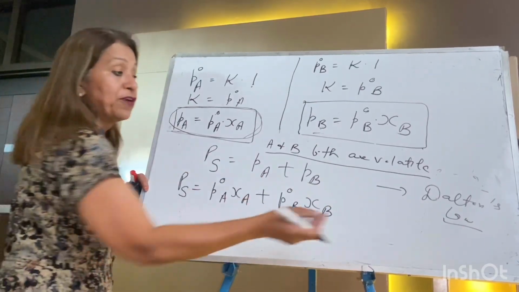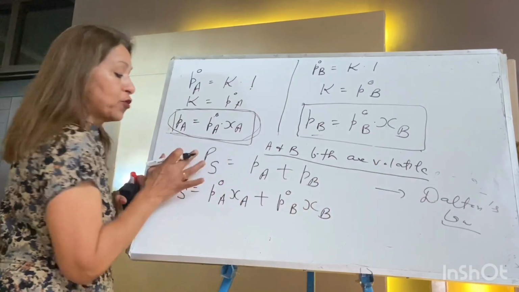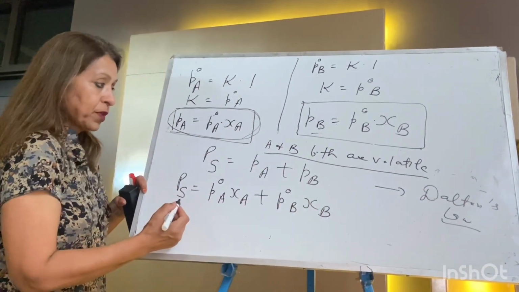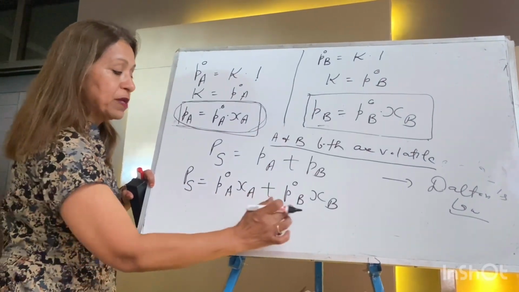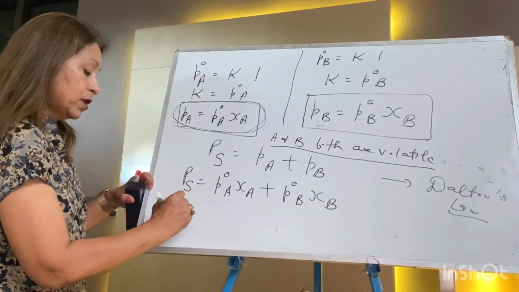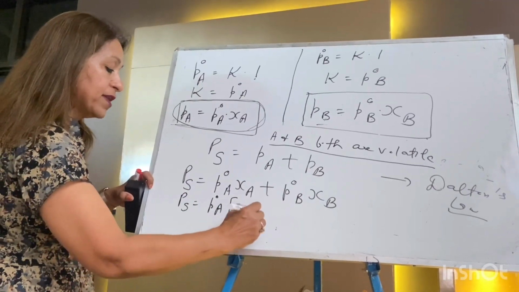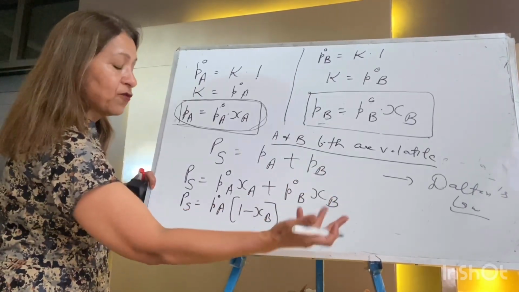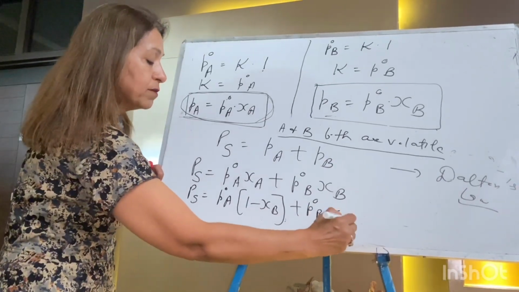We have taken the help of Dalton's law, because according to Dalton's law, the total pressure of the solution is the sum of the partial pressures. Now, PS, by Raoult's law, is equal to P naught A XA plus P naught B XB. Simplify it. PS is equal to P naught A, with XA as 1 minus XB (or you may put XB is equal to 1 minus XA), plus P naught B XB.